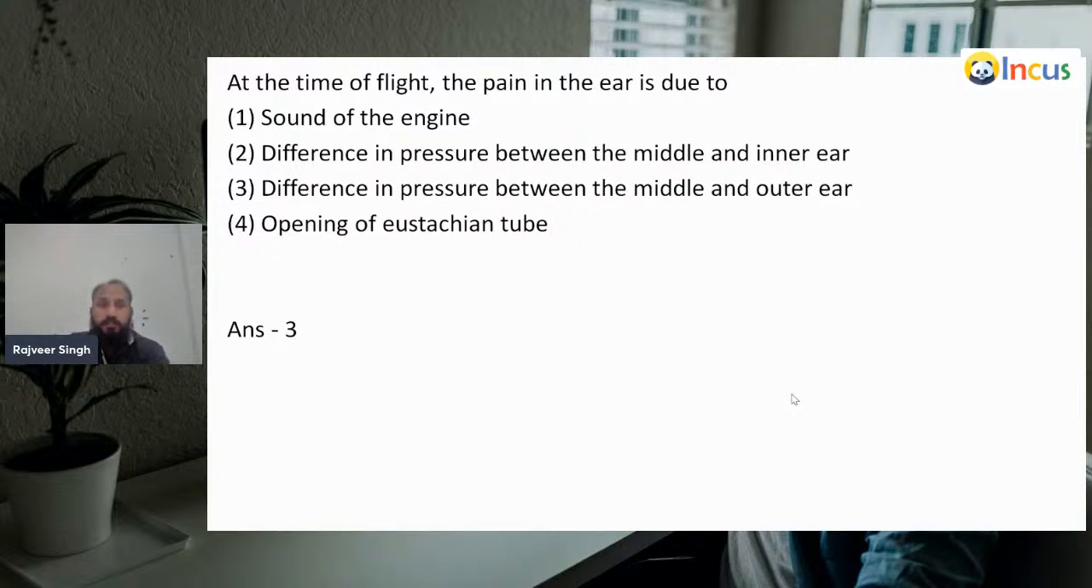So, dear students, if you want to answer this question, you should first learn about the internal structure of the ear, and with the help of this structure we can definitely understand the answer in a better way. First, sound of the engine is absolutely wrong, because this noise does not come from the inside of the plane. So this option is eliminated.